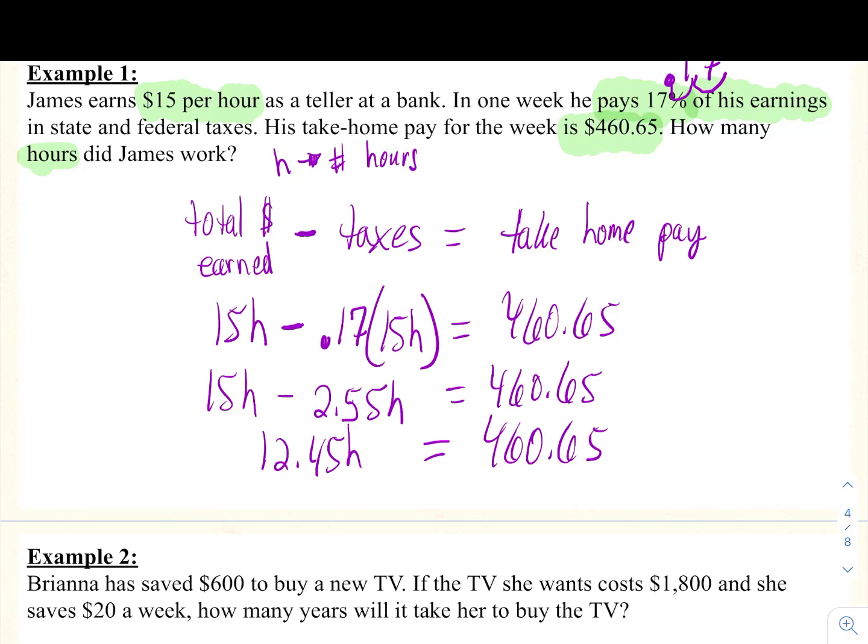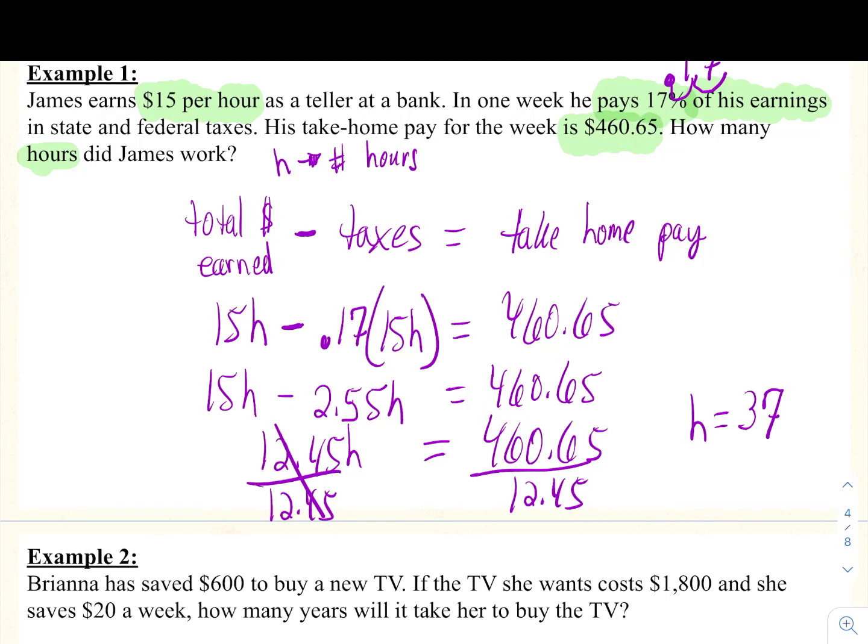The inverse operation of multiplication is division. So in order to move 12.45 to the other side, we're going to have to divide by that on both sides. When we do that, they cancel on the left side, and we get h equals 460.65 divided by 12.45, and that gives us 37.